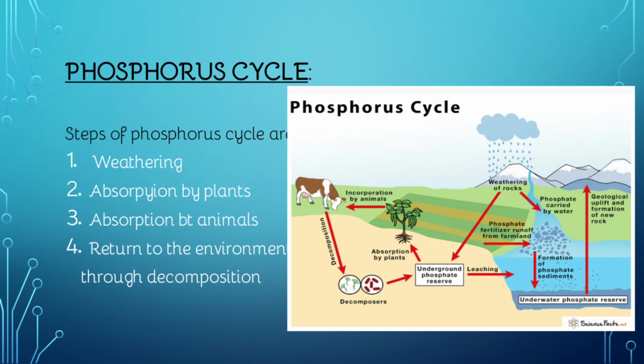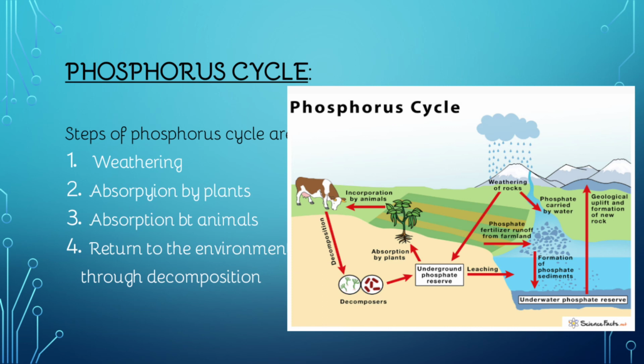The next step is return to the environment through decomposition. When plants and animals die, they are decomposed by microorganisms. During this process, the organic form of phosphorus is converted into the inorganic form, which is recycled to soil and water. Soil and water will end up in sediments and rock, which will again release phosphorus by weathering. Thus, phosphorus cycle starts over.